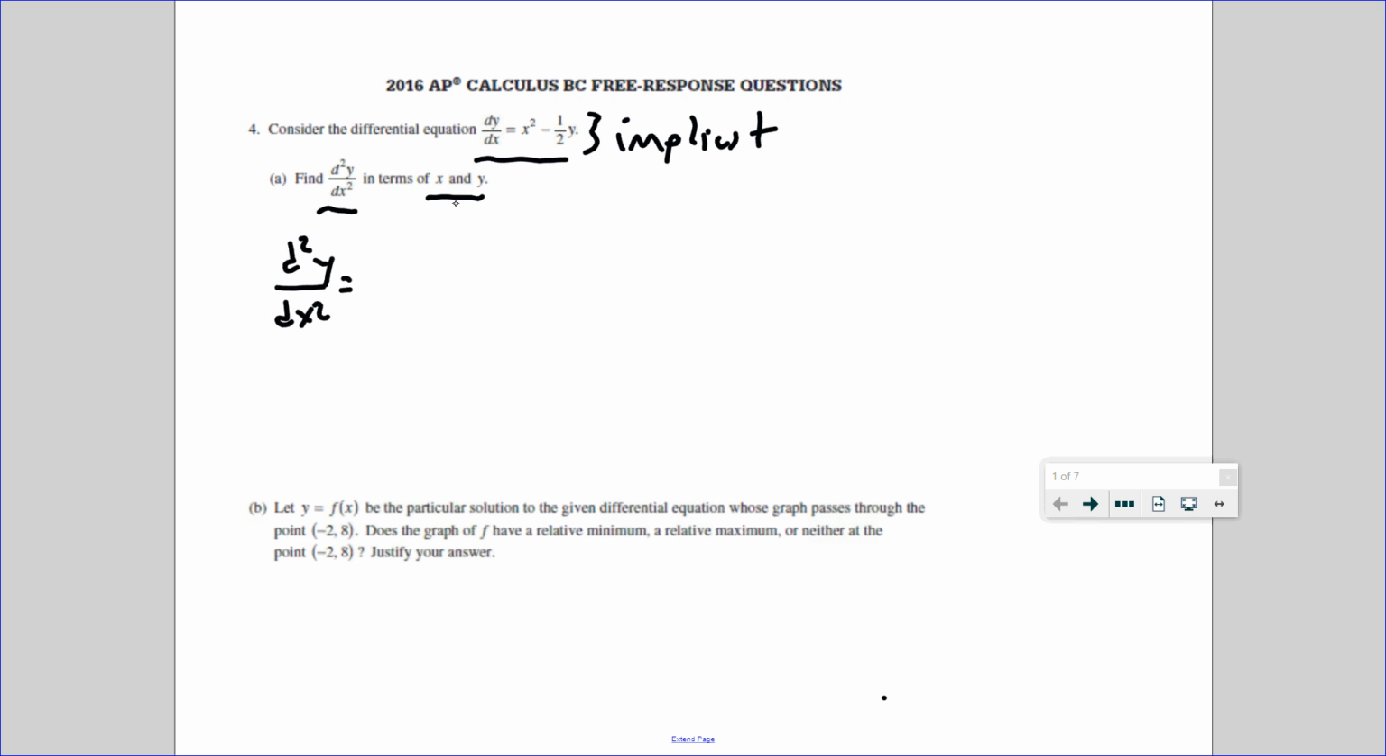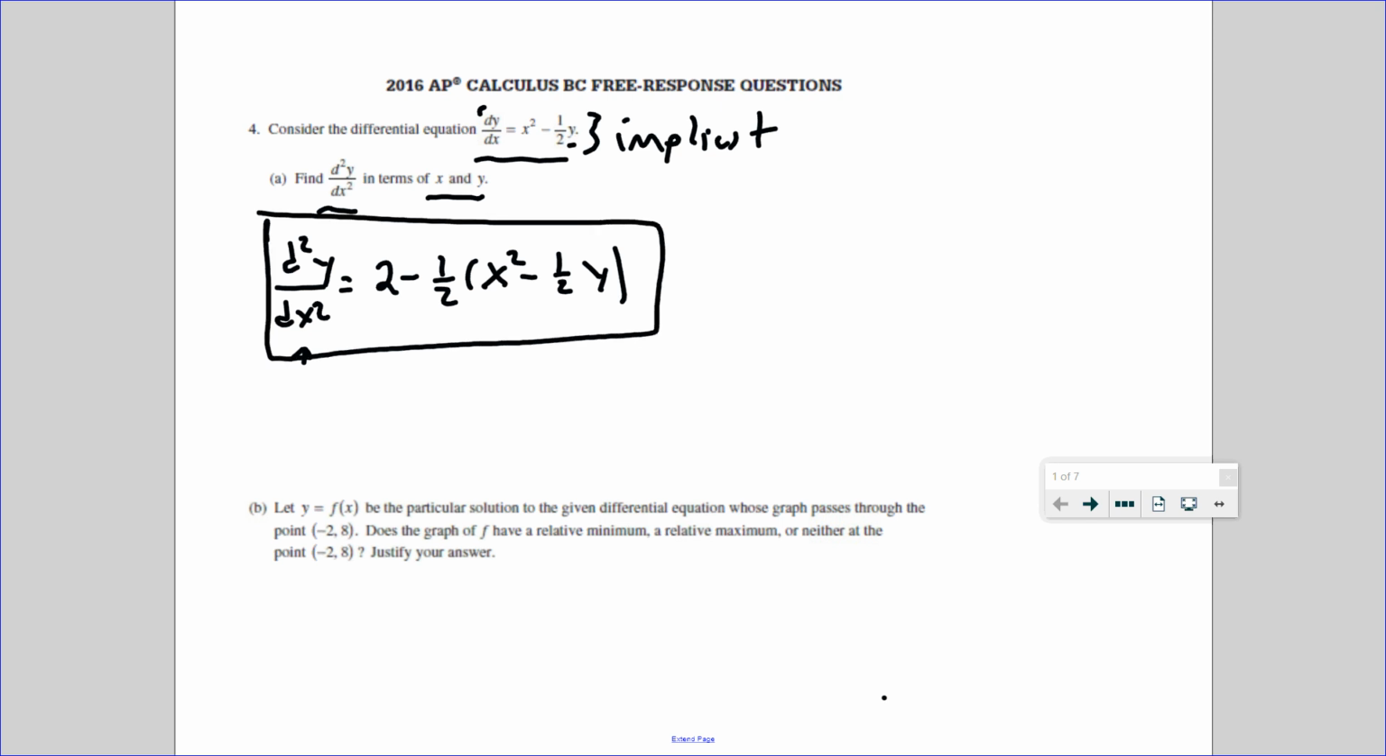It's just going to be take the derivative, with respect to x. So we're going to get 2x minus 1/2, and then we take the derivative of y with respect to x. Well, we already have that. That is dy/dx, so that is just going to be x squared minus 1/2 y. And there is our second derivative with respect to x.